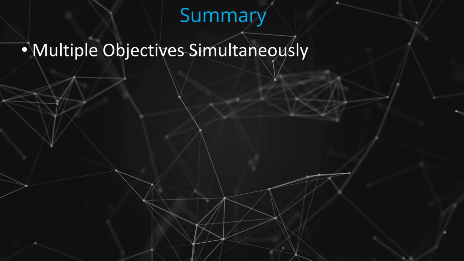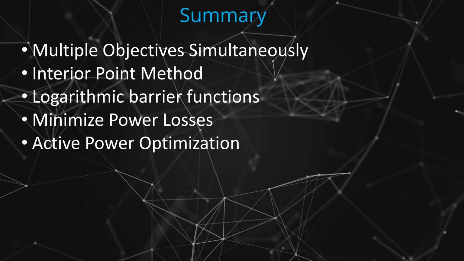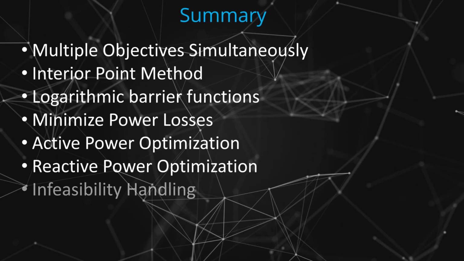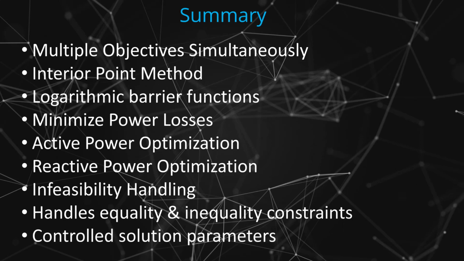In summary, ETAP OPF allows you to define multiple objectives simultaneously with a weighting factor. It uses a sophisticated interior point method with logarithmic barrier functions, and it allows you to minimize power losses, active power optimization, reactive power optimization, has automatic infeasibility handling where you can relax certain constraints or stop the calculation depending upon your preference of performing the analysis. It also allows you to handle inequality and equality constraints and allows you to define controlled solution parameters.